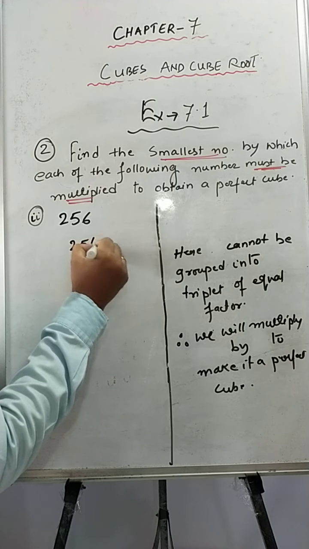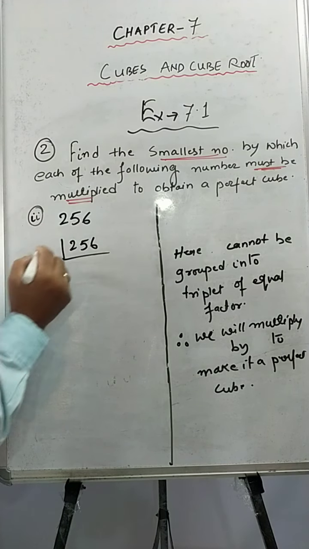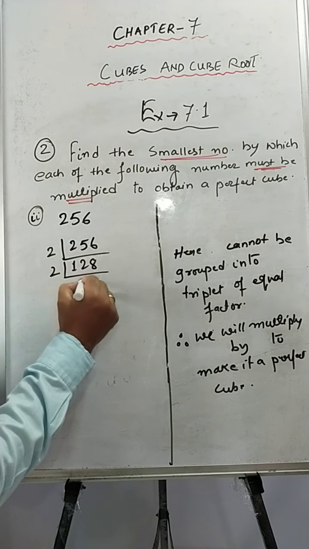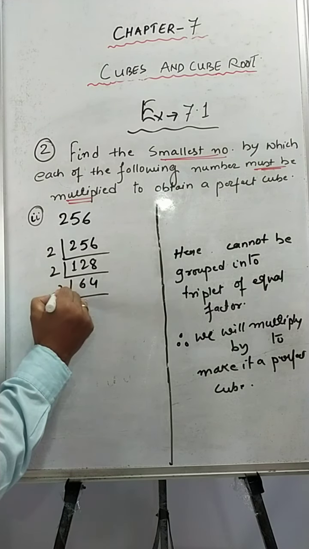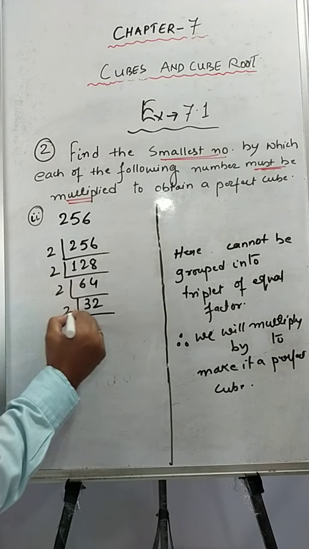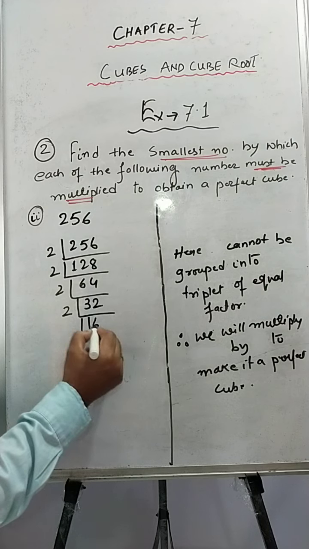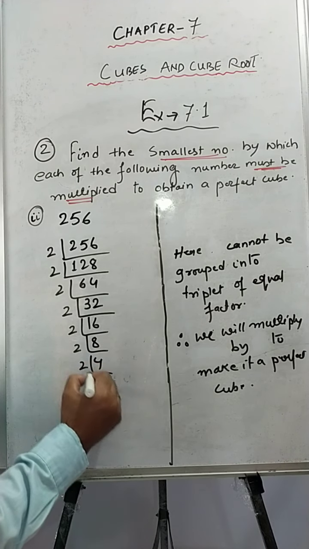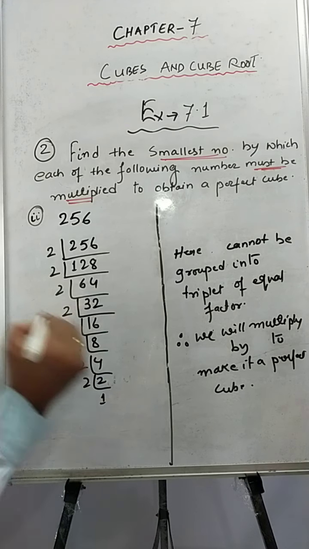Now this number is divisible by 2. 2 ones are 2, 128. Again it is divisible by 2, that will be 64. Again 64 is divisible by 2, the answer will come as 32. 32 is divisible by 2, the answer is 16. 2 8s are 16, 2 4s are 8, 2 2s are 4, and 2 1s are 2.